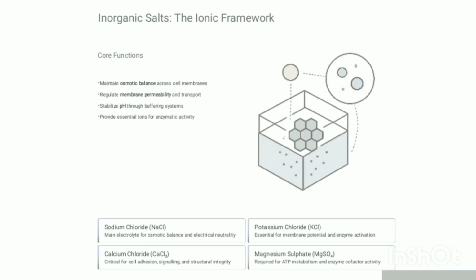Key salt examples. The slide highlights four specific salts and their primary biological purposes. Sodium chloride, NaCl: the main electrolyte used to maintain osmotic pressure and the electrochemical gradient. Potassium chloride, KCl: essential for maintaining the membrane potential (electrical charge) and activating enzymes. Calcium chloride, CaCl2: crucial for cell to cell adhesion, sticking together, signaling and overall structural integrity. Magnesium sulfate, MgSO4: a necessary cofactor for enzymes involved in ATP energy metabolism.